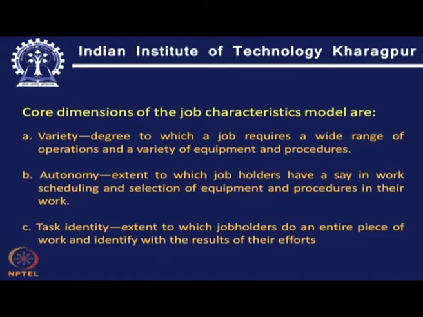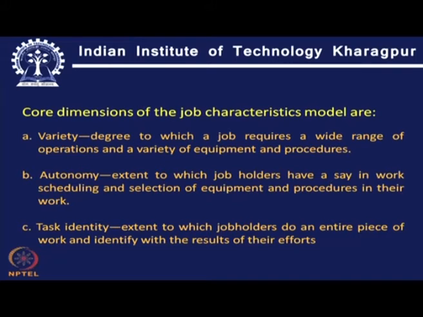So, the core dimensions of job characteristics are, of course, variety in the task possible, like the wide variety of things or the wide range of operations that need to be done as a part of that job. So it relates to the job enlargement concept.